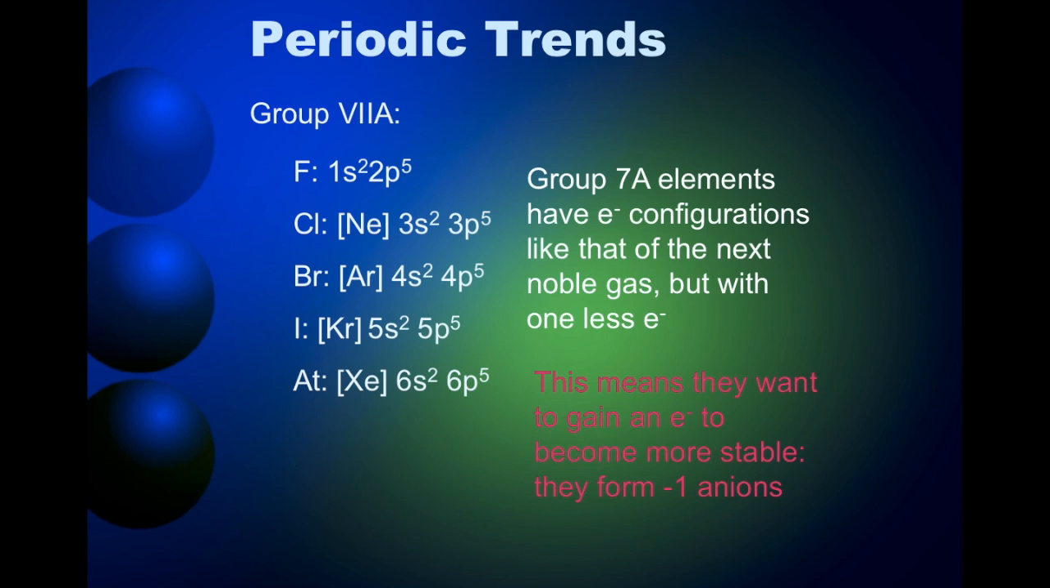So in this case, group 7 elements want to gain an electron to get the noble gas configuration of the next noble gas. And since they want to gain electrons, and electrons are negatively charged, they form anions with a charge of -1.